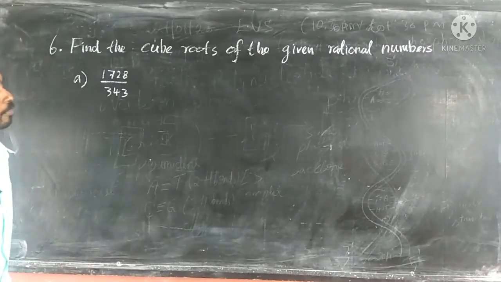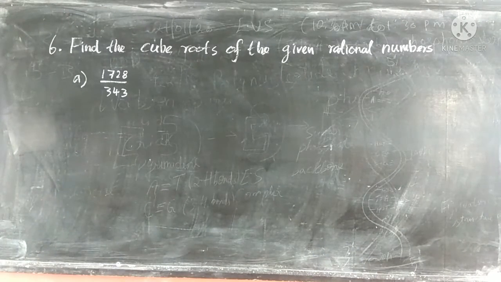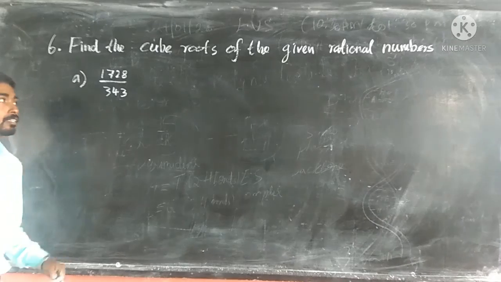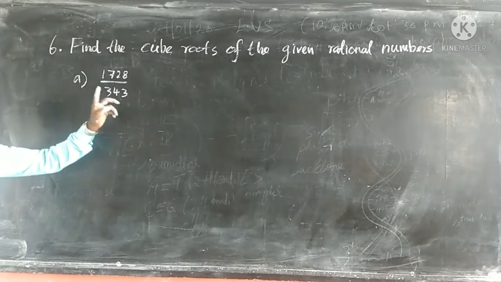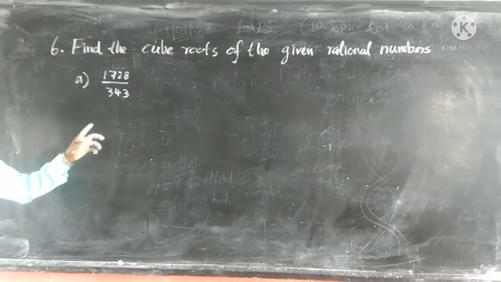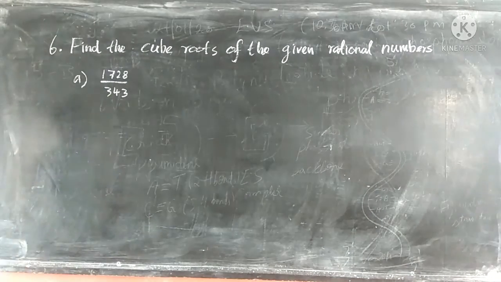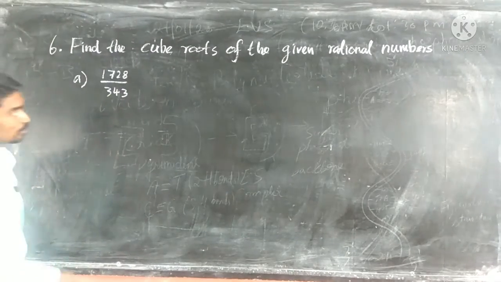Next question, question number 6. Find the cube roots of the given rational numbers. First subdivision, 1728 divided by 343. Here we are going to find the cube root of these rational numbers. To find the cube root of this rational number, we find the factorization of this rational number first.